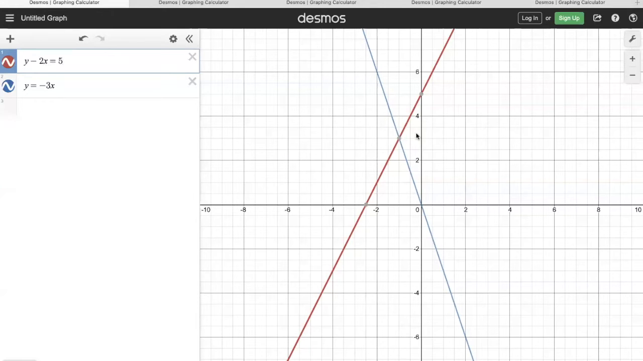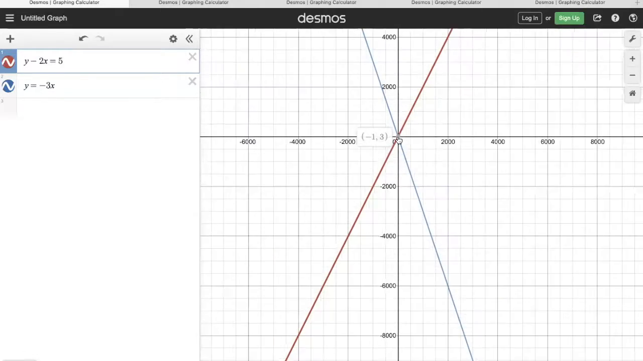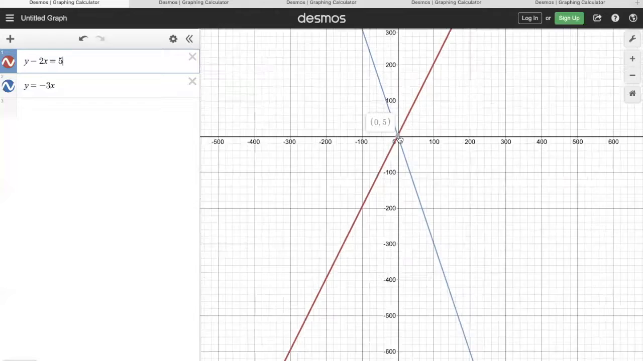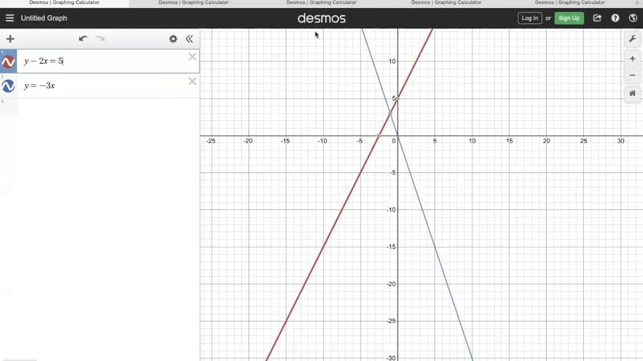So what I have here is a graph of these two lines, and where they intersect is at -1, 3. In other words, when x equals -1 and y equals 3, these two equations are equal. This right here is known as the solution. In this scenario where they intersect, there's only one solution. You can see that they go on forever and ever in opposite directions, but they only intersect once in this middle point here. So that is why there is only one solution.